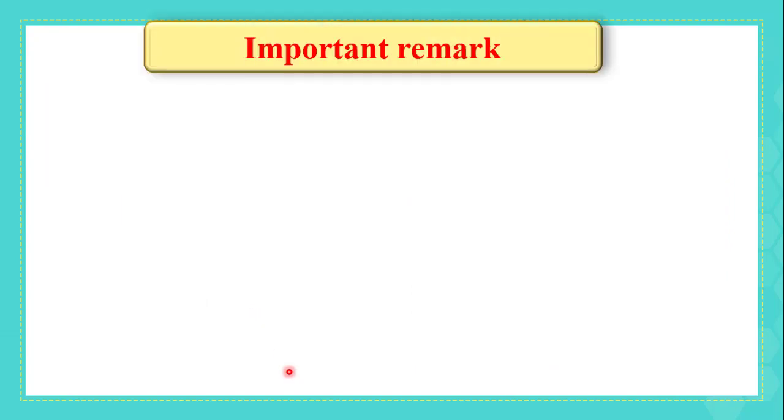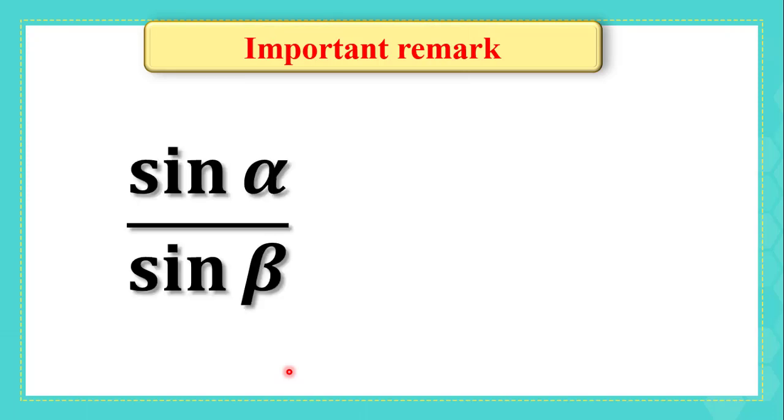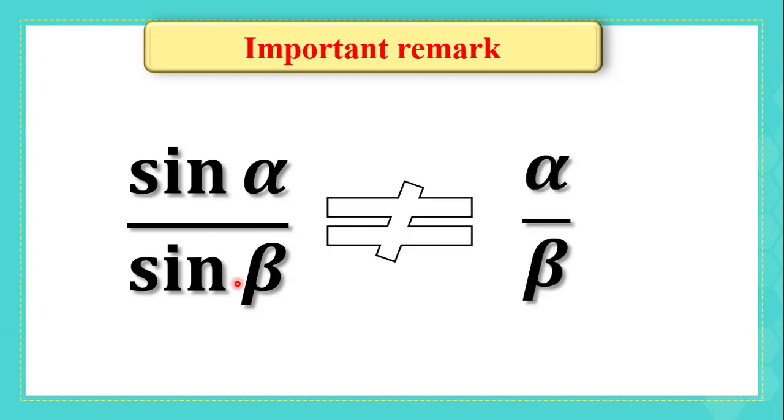You need to take care of a very important remark, which is that sine alpha divided by sine beta, where alpha and beta are different angles, is absolutely different than, or not equal to, alpha divided by beta. You cannot cross out sine by sine. This is not accepted at all. Please take care of this remark.